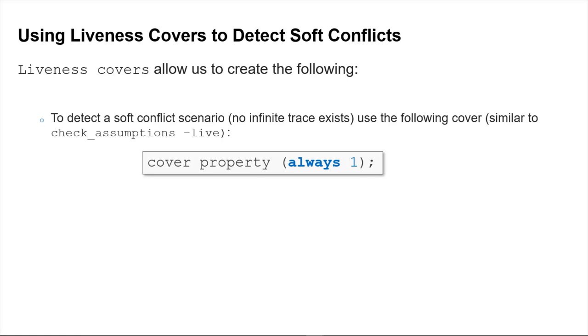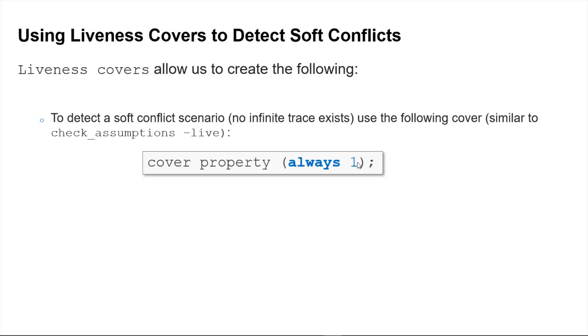We can also use this in covers. One problem you might get in formal is if you over-constrain a design, so it's not possible to view an infinite length waveform. One way of checking for this problem is by writing a cover. We say cover property always 1. So we're saying every cycle this is true. This will only occur if we have every future cycle being true. There's actually now an automated check inside Jasper which will do a similar thing to this. So this is proving we can have an infinite length trace.